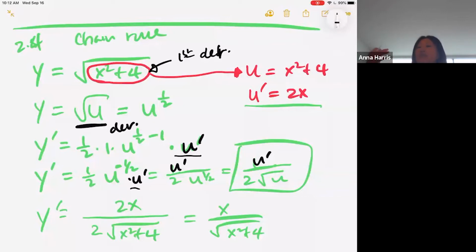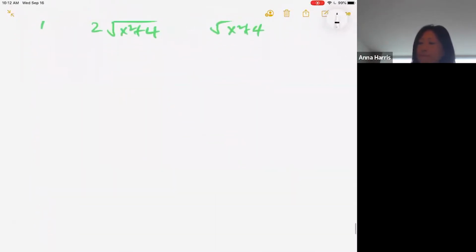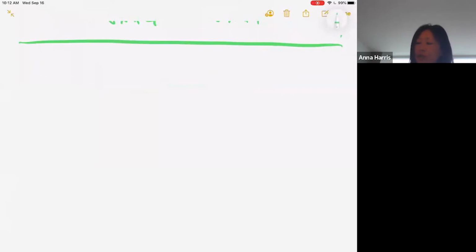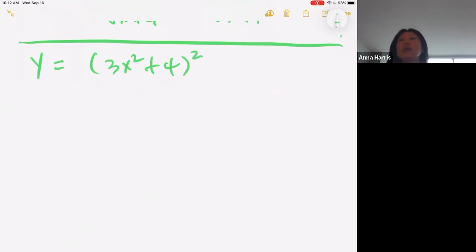So let's do another easier problem. I'm going to give you another example. I know you're not quite getting it yet, but if I do a couple more problems, it will make sense to you. So now let's look at another chain rule example. If I give you this, I need to find a derivative.